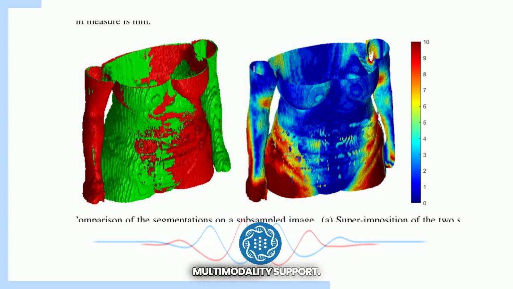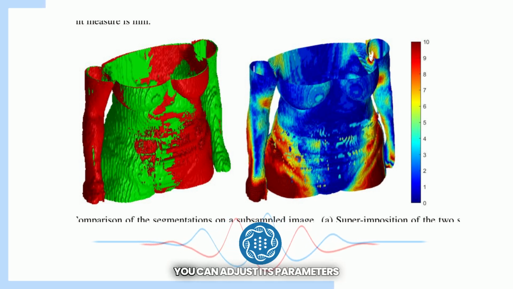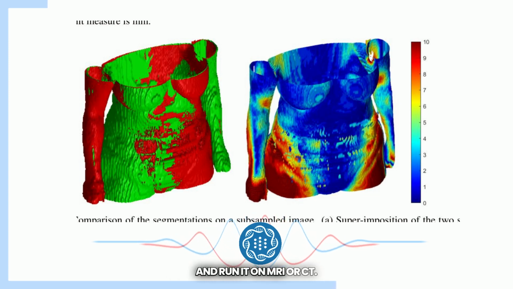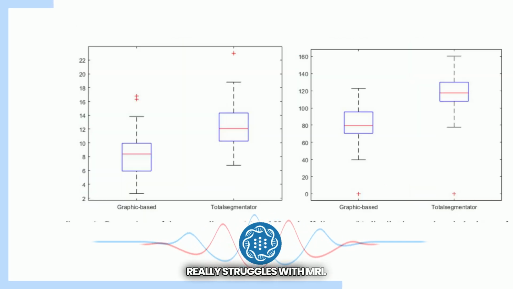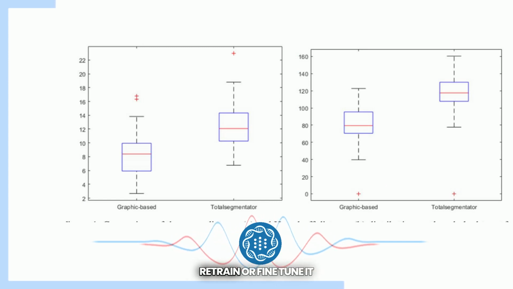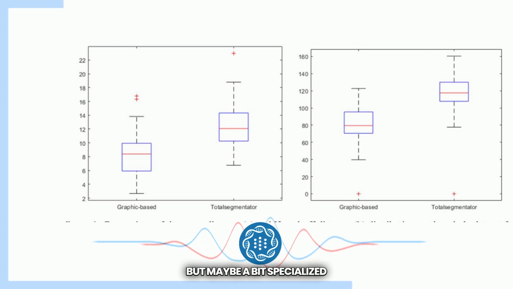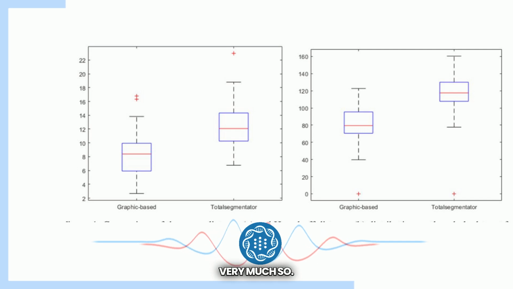Okay, first, multimodality support. This is a big one. The graphics-based method. Pretty flexible. You can adjust its parameters and run it on MRI or CT. Right. TotalSegmentator. It was mainly trained on CT. So the paper found it really struggles with MRI unless you specifically retrain or fine-tune it for MRI data, which is hard because MRI scans vary so much. So the AI is powerful, but maybe a bit specialized based on its training? Very much so. Yeah. Performance is often tied directly to that training data.